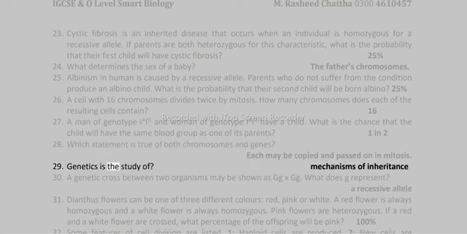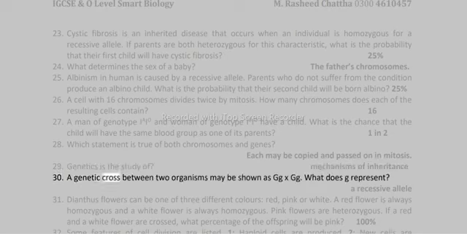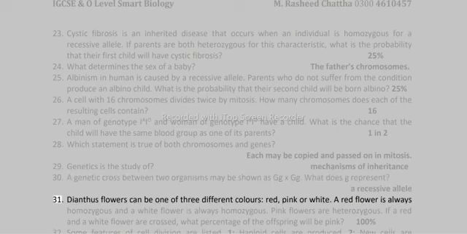29. Genetics is the study of mechanisms of inheritance. 30. A genetic cross between 2 organisms may be shown as Gg x Gg. What does g represent? A recessive allele.